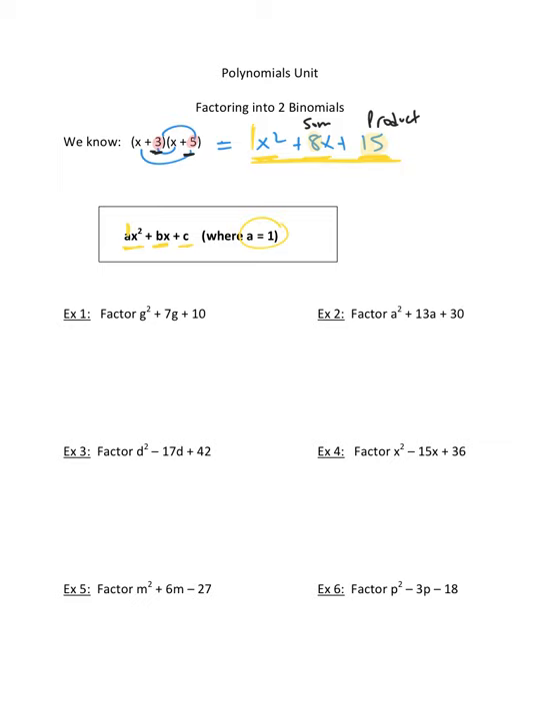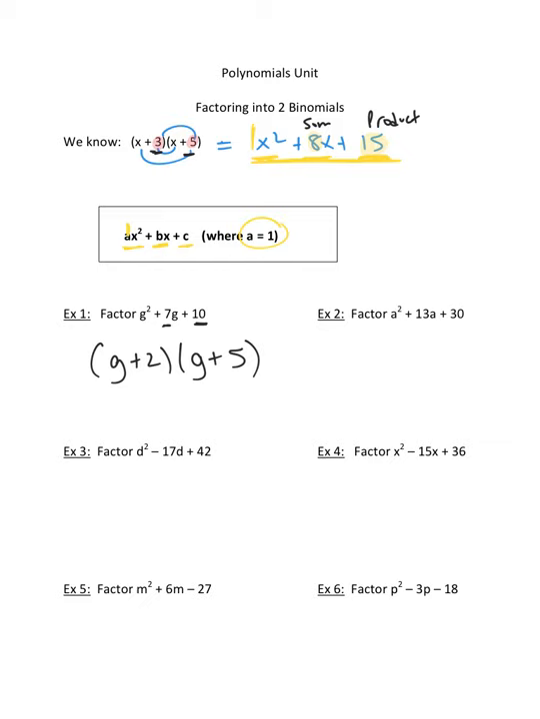So if you look at example 1, you can easily see that 10 and 7 come from 2 and 5. 2 plus 5 is 7, and 2 times 5 is 10. So this is g plus 2 times g plus 5. Now, I'm going to go through it a little more slowly and show you how to do this when you can't think of the numbers off the top of your head, and when the signs become a little more complex when they're not both positive.